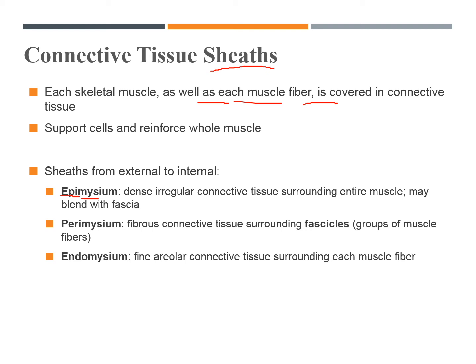The prefix peri means around, and again, mys here means muscle. So the perimysium is a sheath of fibrous connective tissue that surrounds bundles of myofibers. Remember, myofibers are muscle cells. These bundles of muscle cells are called fascicles.